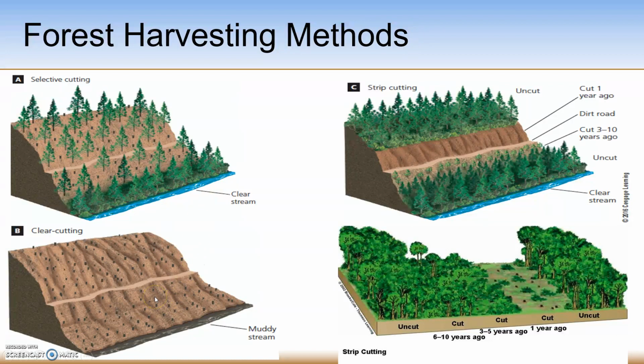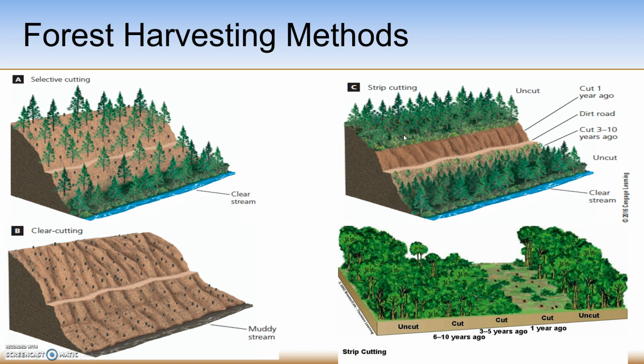The picture in the bottom left corner is of clear cutting, and this is when all trees are removed from a geographic area, regardless of age. This is the most efficient approach and the least costly, but it causes major harm to the ecosystem.